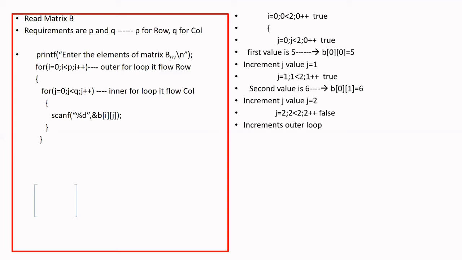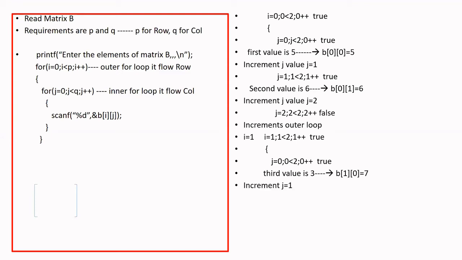Now the outer for loop i will be incremented, that is i is equal to 1. 1 is less than 2. Yes, true. It will come to the inner for loop now. Again, j is initialized to 0. 0 is less than 2. Yes, true. If it is true, it will go to the scanf to read the next value. That is B, i value is 1, j value is 0, and the value is 7.